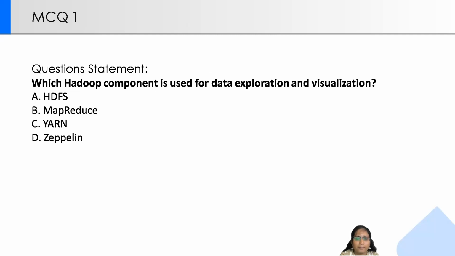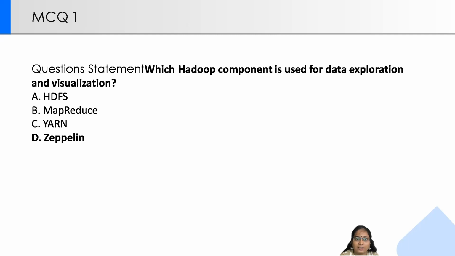Now, quiz time. Which Hadoop component is used for data exploration and visualization? Option A, HDFS; B, MapReduce; C, Yarn; and D, Zeppelin. As we know, HDFS is for storage, MapReduce for processing, Yarn for resource management. So the final answer is Zeppelin, which is for data visualization.